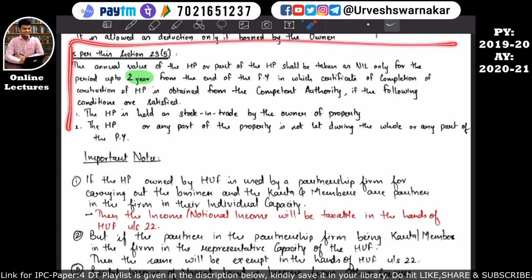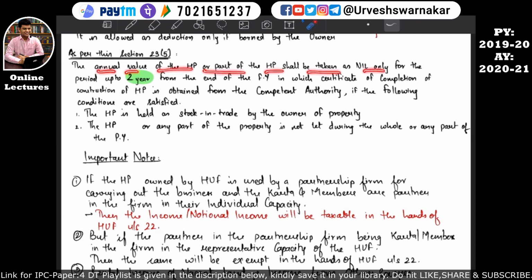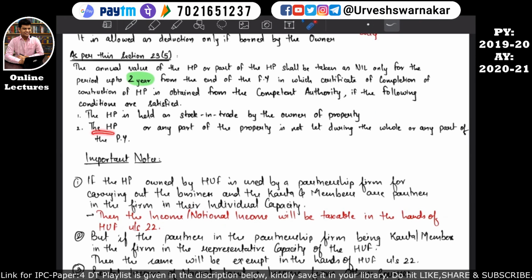So finally our section 23 subsection 5 comes to an end. Let's revise it. The annual value, that means the yearly income of the house property or part of the house property, shall be taken as nil only for a period up to 2 years from the end of the financial year in which the certificate of completion of construction of the house property is obtained from the competent authority, if the following conditions are satisfied. The house property is held as stock in trade by the owner of the property. So basically a builder can only keep the flats as stock in trade. And the house property or any part of the house property is not let out during the previous year. That is what is given in point number 2. I hope this is quite clear.